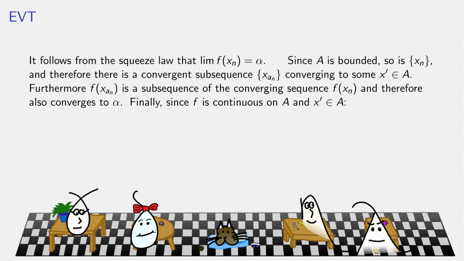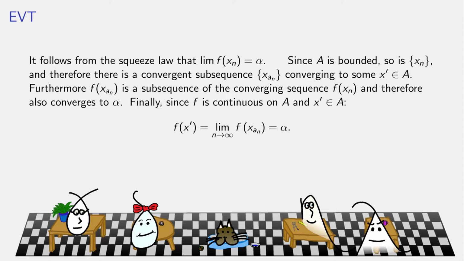Since f is continuous, I can commute those limit operators and see that f of x prime must be that limit. But we know that limit is alpha. So there is a point, x prime, which is in A because A contains all its limit points, where f of x prime is equal to alpha, and therefore we're done. We found a point where the function evaluates to the supremum of its range.